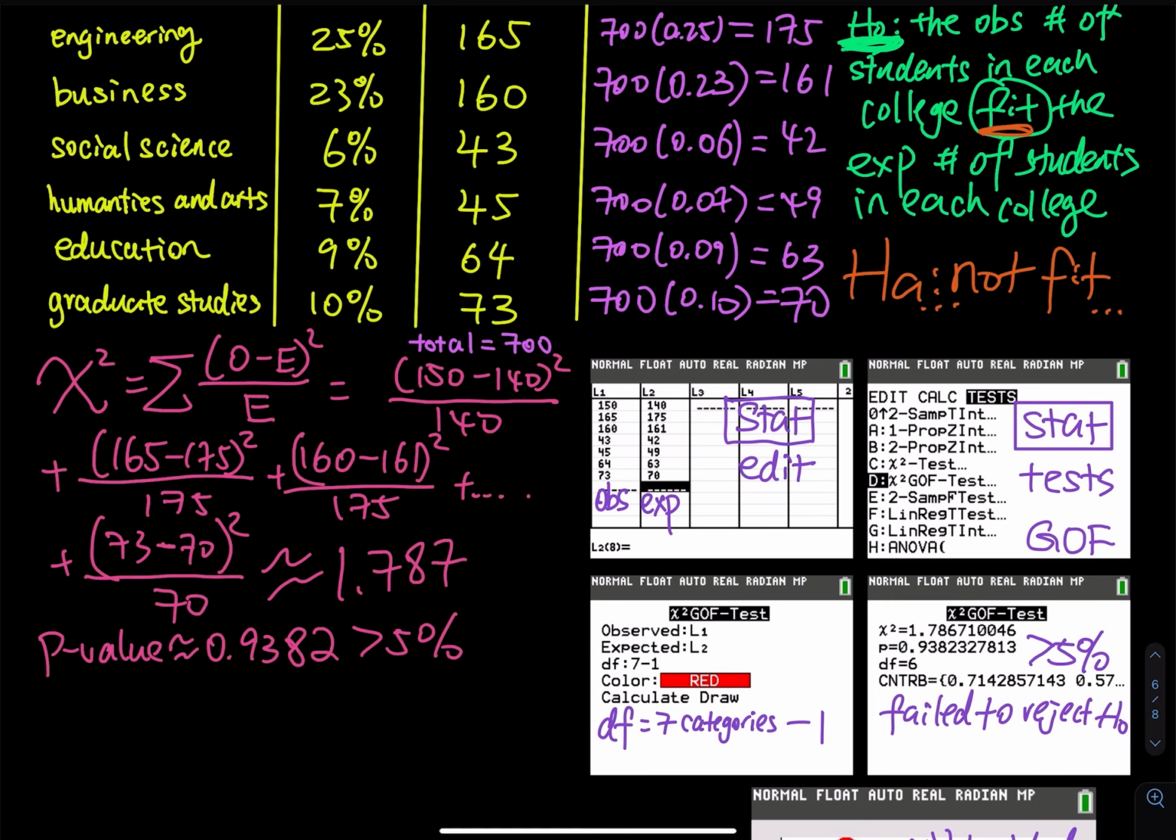So since p-value is greater than 5%, you say you fail to reject the null hypothesis, you are not able to prove the alternative hypothesis is true. So fail to reject H naught, you have a fit. That means the word fit remains suspicious. Maybe they fit.